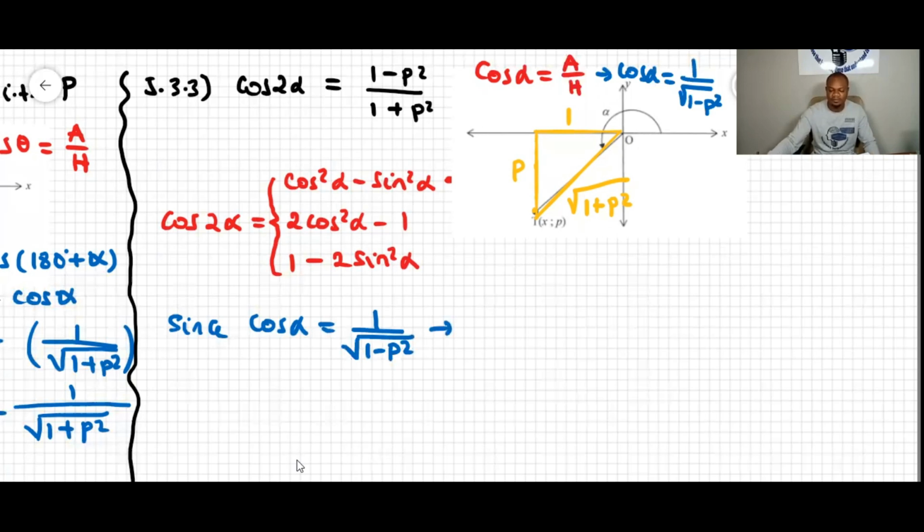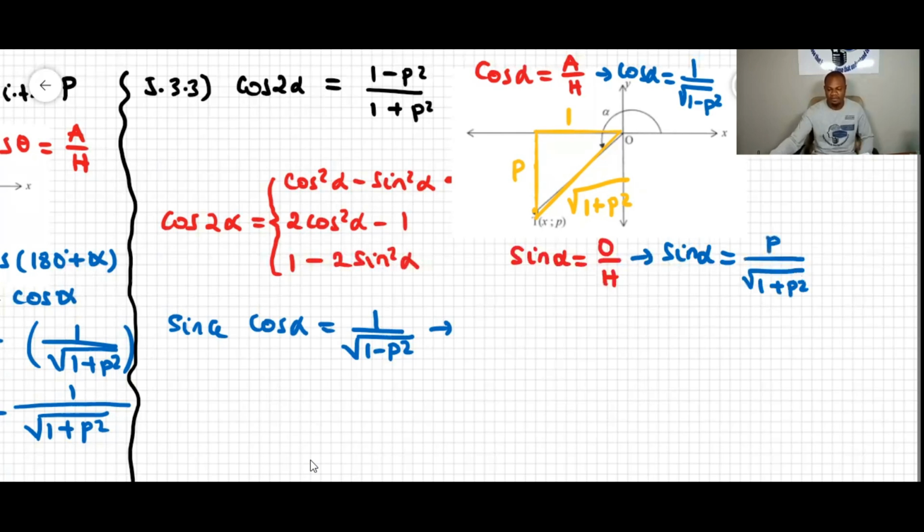Sin alpha will then be given by opposite over hypotenuse. Then sin alpha will be equal to opposite, which is p, and hypotenuse is square root of 1 plus p squared. So it's going to be p over square root of 1 plus p squared.